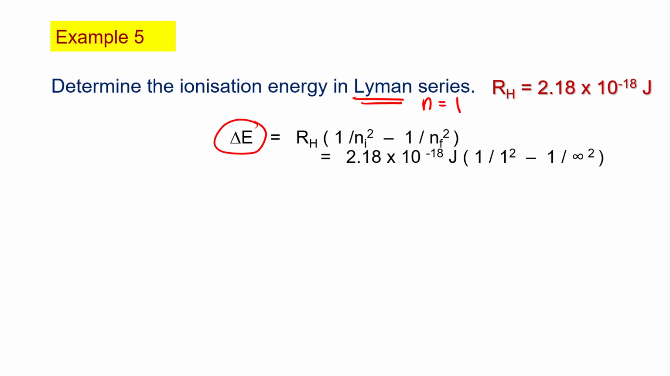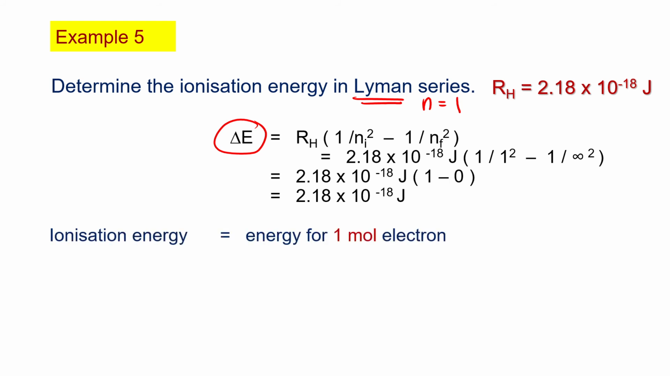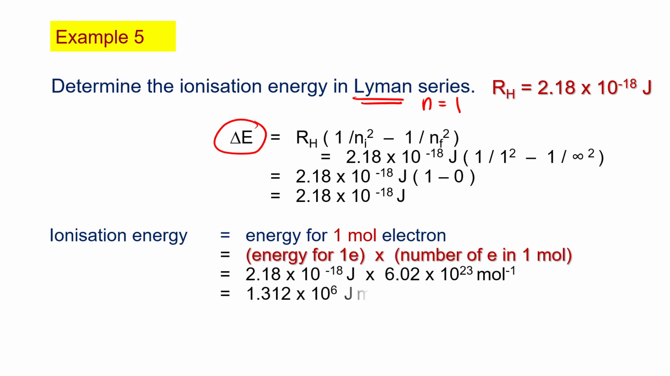Okay, so yang paling tinggi sekali untuk Lyman ataupun untuk series yang lain, n equals to infinity, the outermost orbital. So substitute value n1 equals to 1 and nf equal to infinity. Okay, ionization energy refers to energy needed to remove 1 mole of electron. So energi yang kita dapat ni kita perlu darabkan dengan Avogadro constant untuk jadikan dia per mole electron. Okay, so energi yang tadi ni delta E 2.18 exponent negative 18 joule times Avogadro constant 6.02 exponent 23. So kita akan dapat ini in joule per mole.